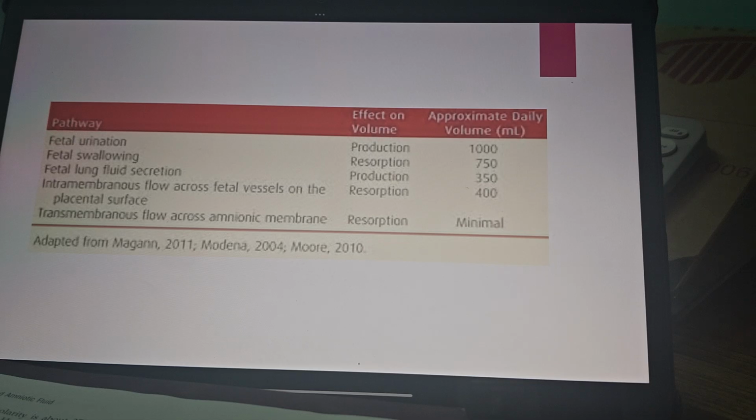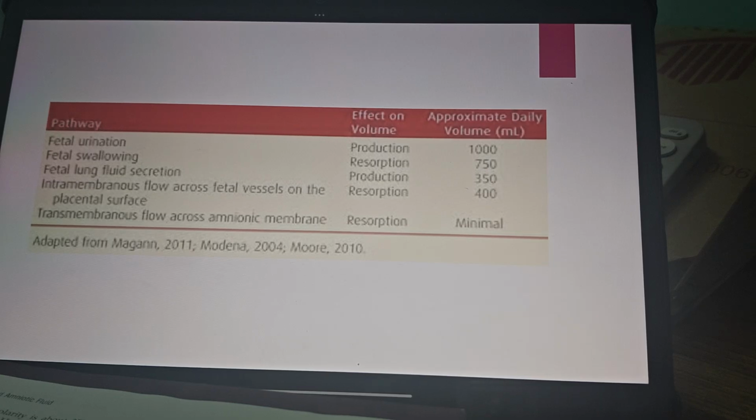Now, there are certain processes through which amniotic fluid is produced, and certain processes which facilitate reabsorption of amniotic fluid. Fetal urination and fetal lung fluid secretion contribute to production of amniotic fluid, which is around 1350 ml per day, majorly contributed by fetal urination, that is 1 liter per day.